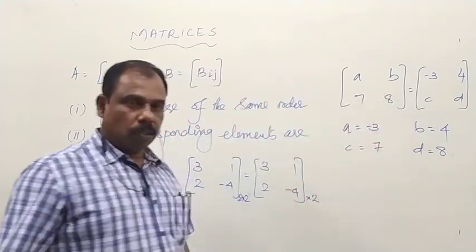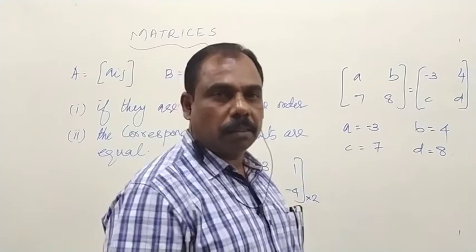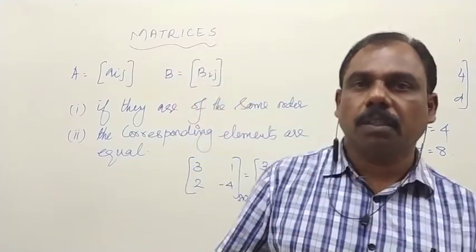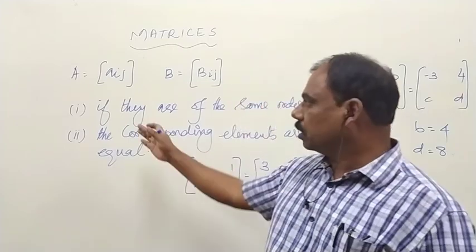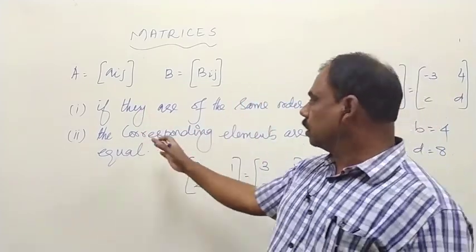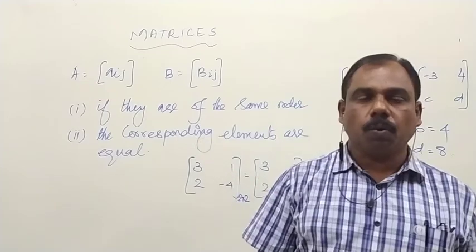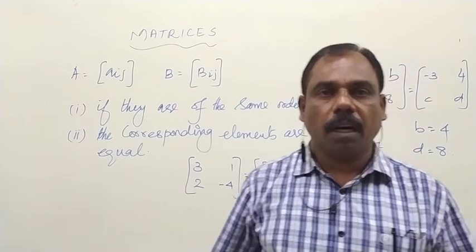This is all about the concept of equality of matrices. So, two matrices are said to be equal under two conditions. What are the two conditions? The first one, they are of the same order, and the second one, the corresponding elements are equal. That means corresponding elements of the given matrices are equal.